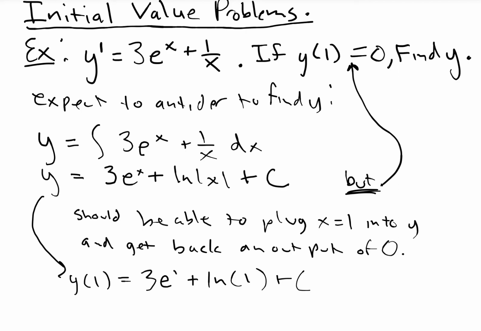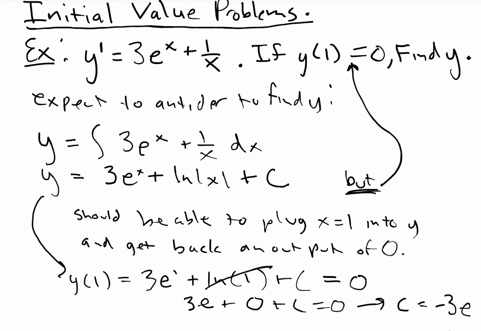So let's go ahead and make that conclusion here, right? So now I can focus on this beginning bit. Basically it says 3e plus natural log of 1 is 0. So plus 0 plus c comes out to 0. What this is going to tell me is, well, if I solve, c is negative 3 times the constant e.